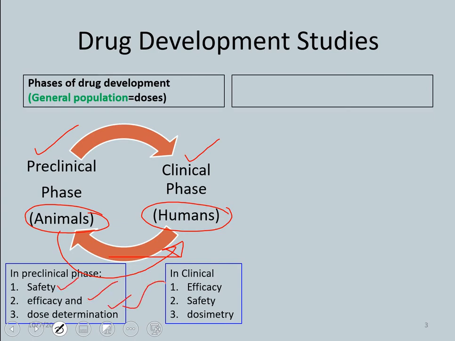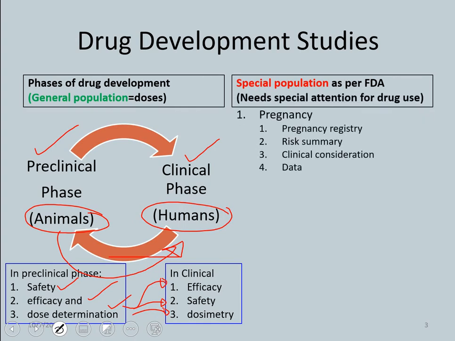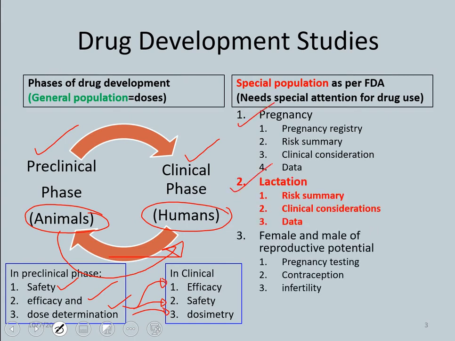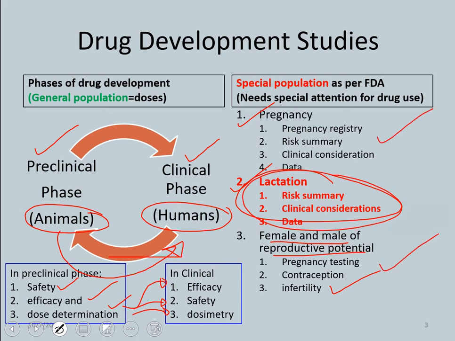In the clinical phase it is reversed: efficacy is on top, safety is secondary, and dosimetry follows. But remember, there may be follow-up studies required by the FDA. The FDA focuses on special populations, which may be pregnancy or lactation, or males and females from the perspective of reproduction and fertility. We will focus on these special populations, and the rest will be covered in other lectures.